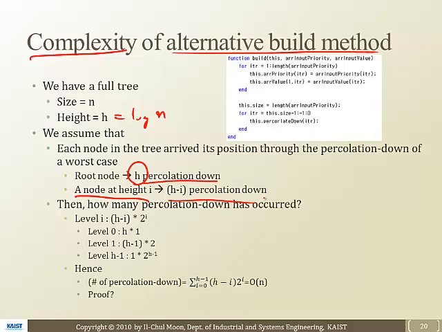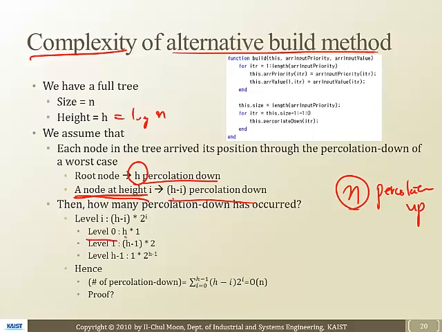And let's count how many percolation down occurs. Because the percolation up is always a constant one-time operation. One-time operation means that it will take n operations anyway. There is n number of percolation up. But we don't know how many percolation down will happen. So we need to count the percolation down numbers. And we know that a node at height i takes h minus i percolation down.